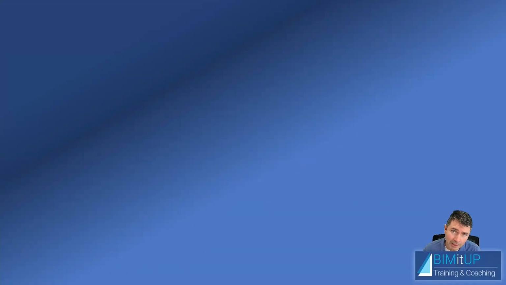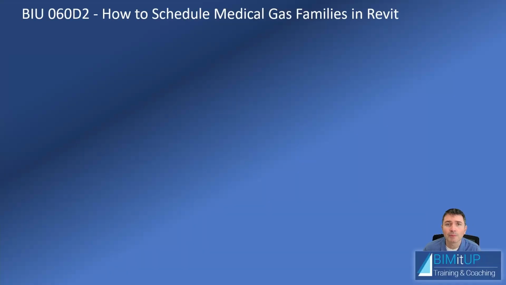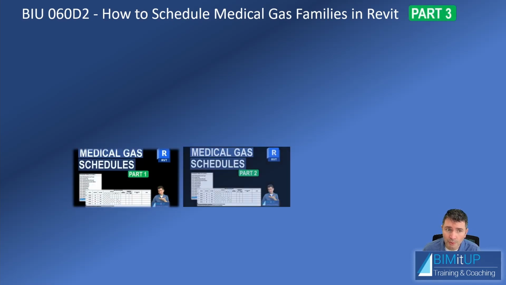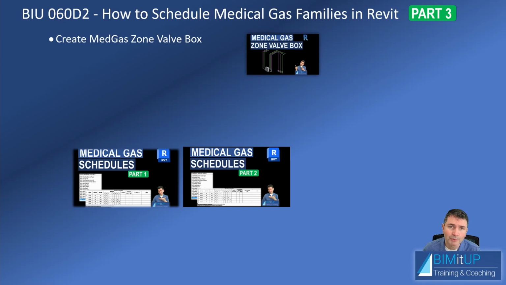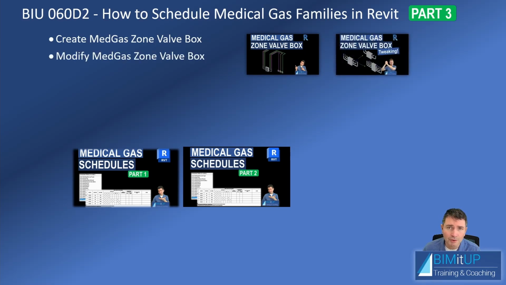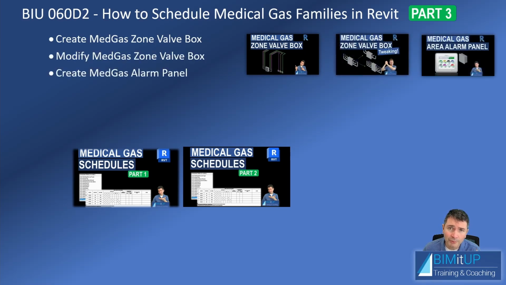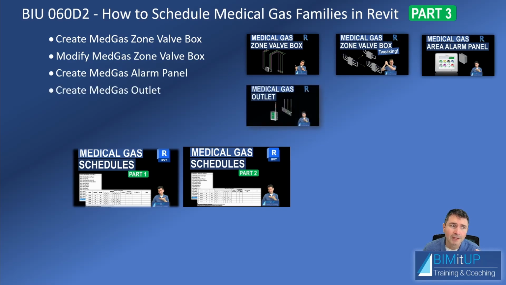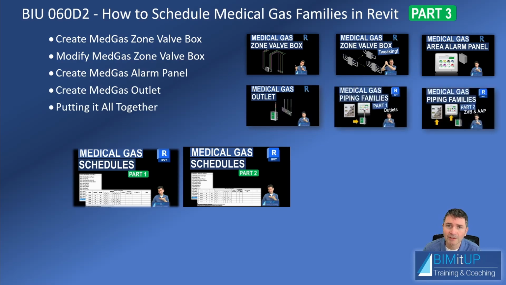Alright, continuing with our medical gas series, how to schedule medical gas families in Revit. This is part 3. If you haven't watched part 1 or part 2, go back, watch them, and then come back. Long story short, we started creating a medical gas zone valve box, taught you how to modify it, taught you how to create a medical gas alarm panel, how to create a medical gas outlet, how to put it all together into piping medical gas systems, 2 little videos there.